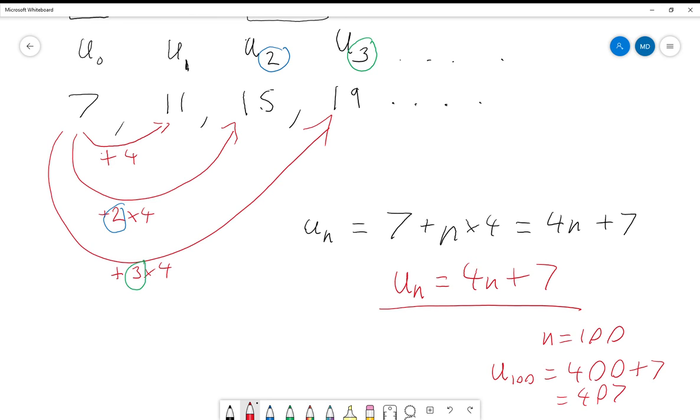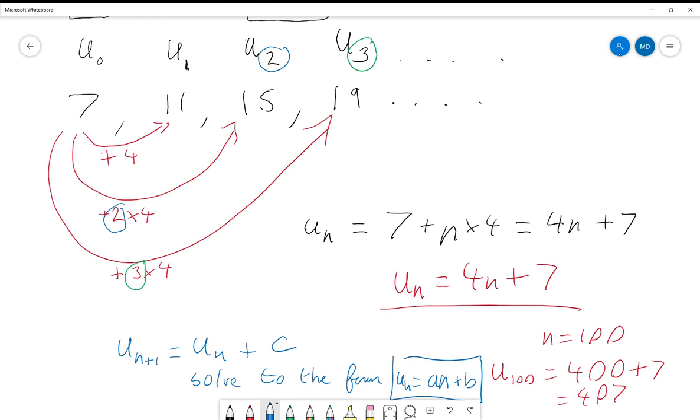Brilliant. And now what's important to note is that any recurrence relation where the rule is adding, so we've got u(n+1) is equal to u(n) plus something, we'll call it c, solves to the form u(n) is equal to some a n plus b. Okay, and that's really, really important because we're going to use that form for the next question.